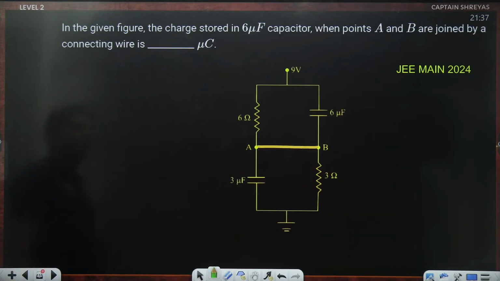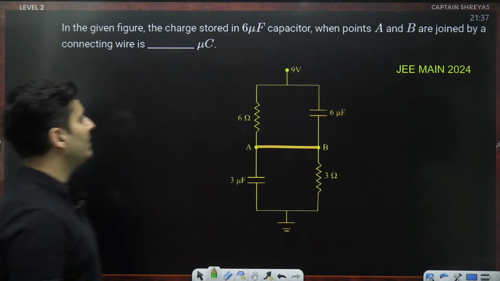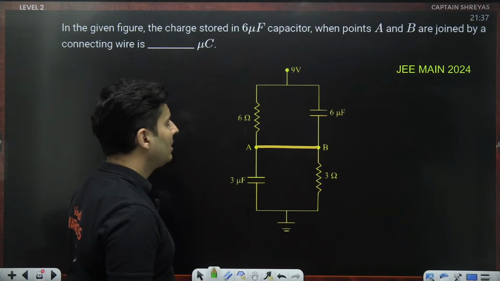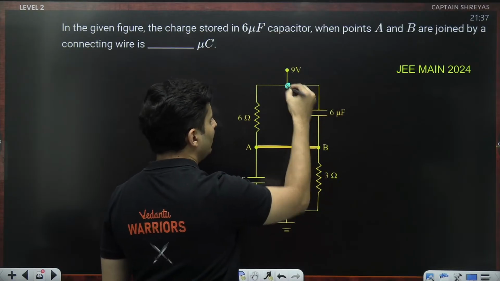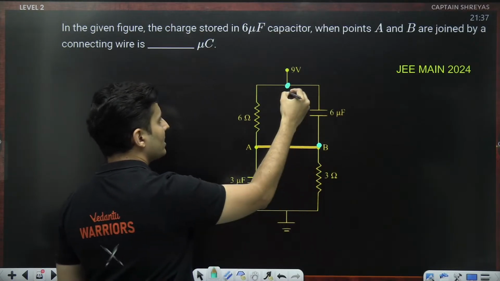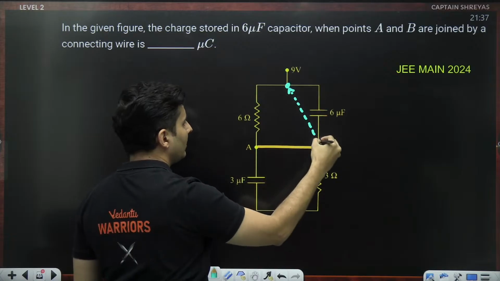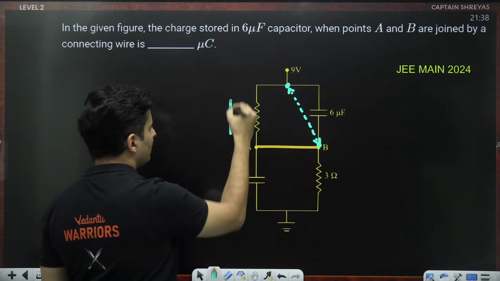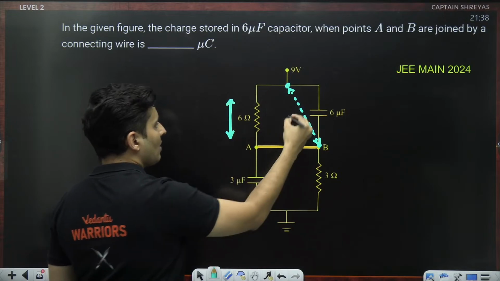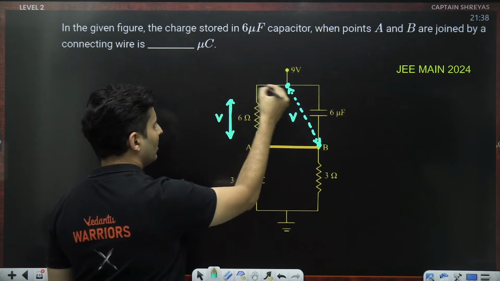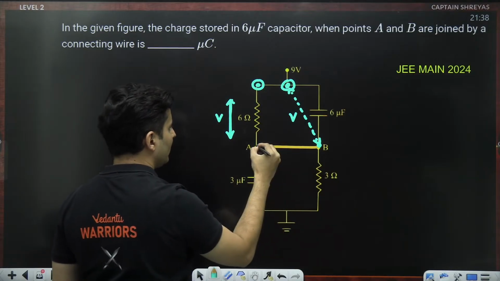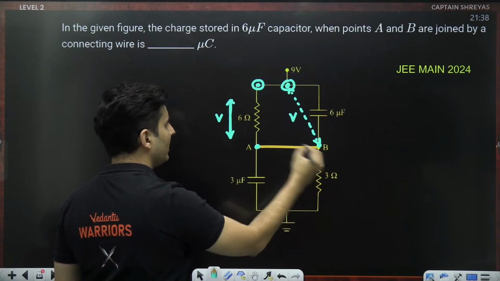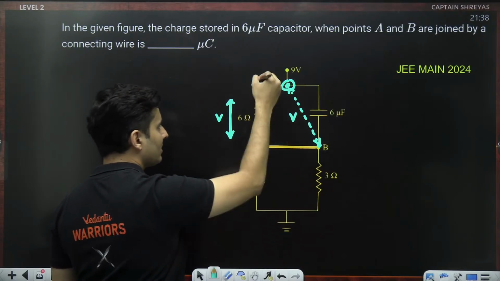What is the question? The question is, the charge on this capacitor. Which capacitor? This capacitor. If I want to find the charge on this capacitor, which means I need to know the voltage between this point and this point, which is technically the same voltage across this resistor. Whatever voltage is here is the same voltage across this, because this point is the same as this. Same voltages, same difference.